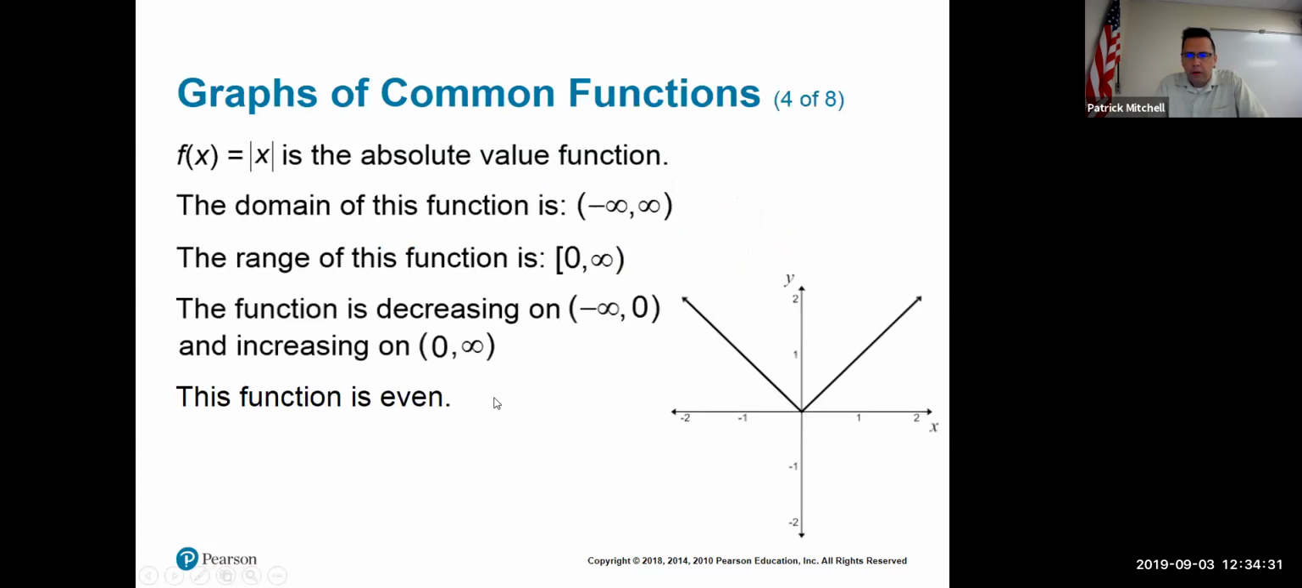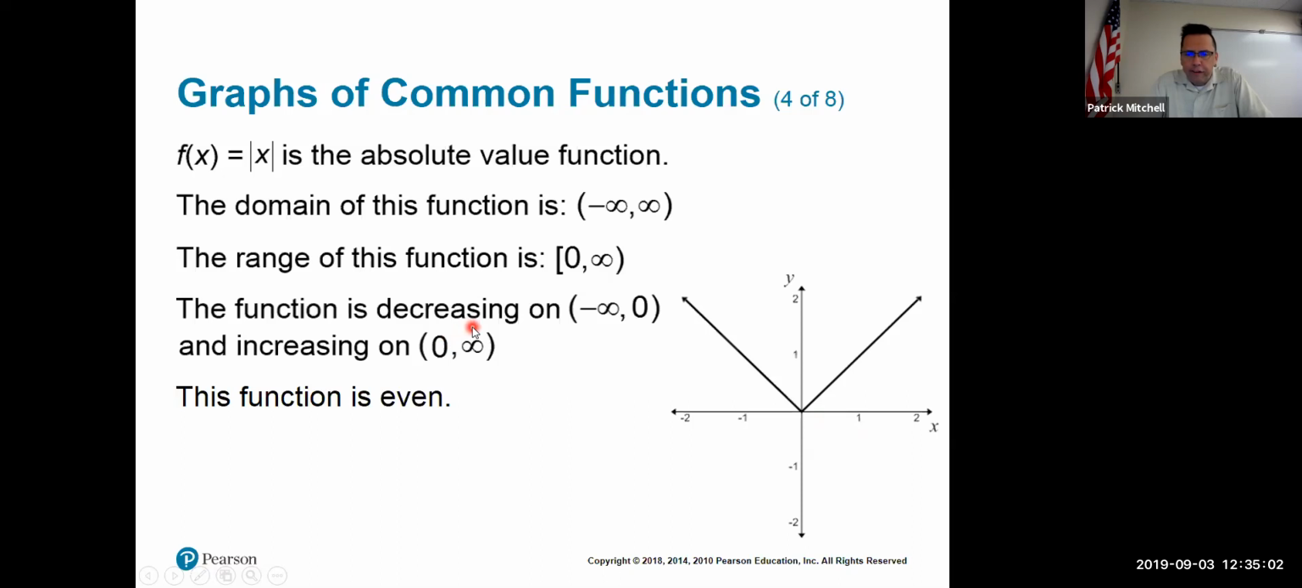First of all, this is your official introduction to the absolute value function. I think it's come up in a previous section or two. f of x equals the absolute value of x is the absolute value function. Its domain is all real numbers. Squash it onto the x-axis, you'll hit everything. The range is y greater than or equal to 0. You don't hit any negative numbers in the range.